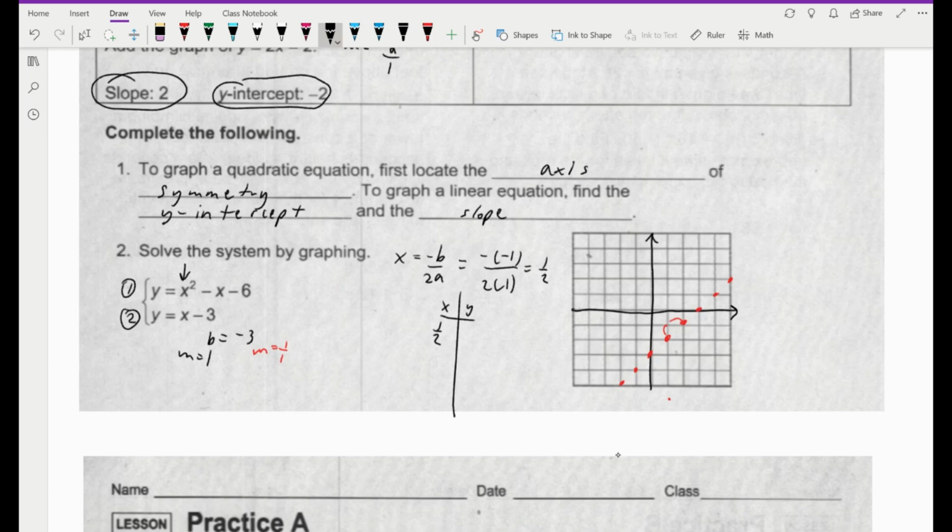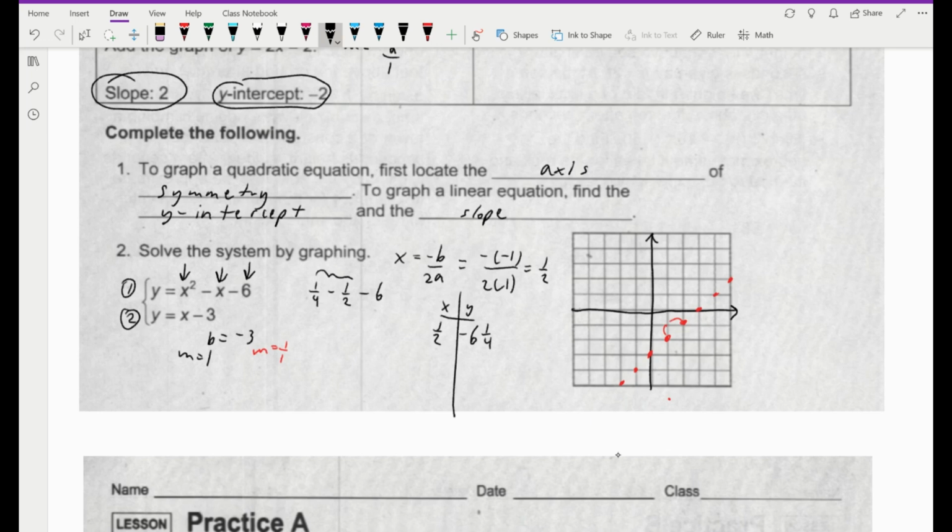We know it's going to be 1/2 squared minus 1/2 minus 6. 1/2 squared is 1/4 minus 1/2 minus 6. Now 1/4 minus 1/2 is minus 1/4 once we get a common denominator. And then it's minus 1/4 minus 6, so it's minus 6 and 1/4. Let's plug in a few more points.